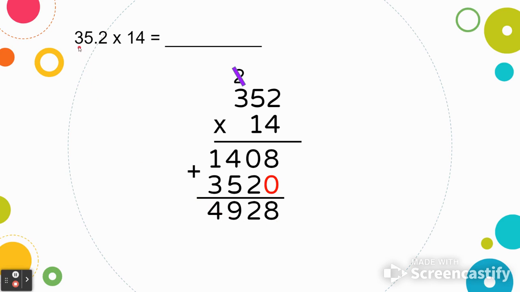In our starting problem, we knew that our decimal had a digit in the tenths place. There was one digit after the decimal. So in our answer, we need to answer in the tenths place where there's one digit after the decimal. So we're going to place the decimal between the 2 and the 8. So our final answer is 492 and 8 tenths.